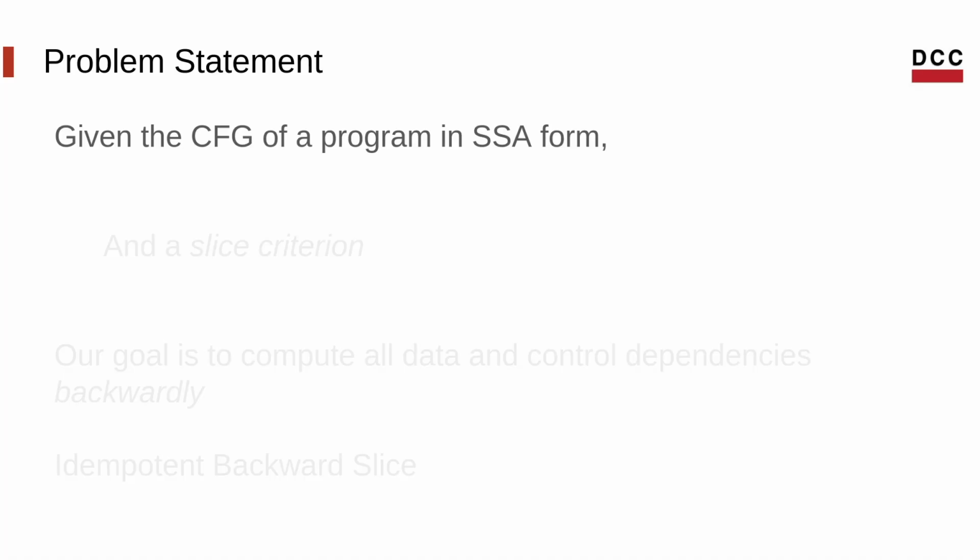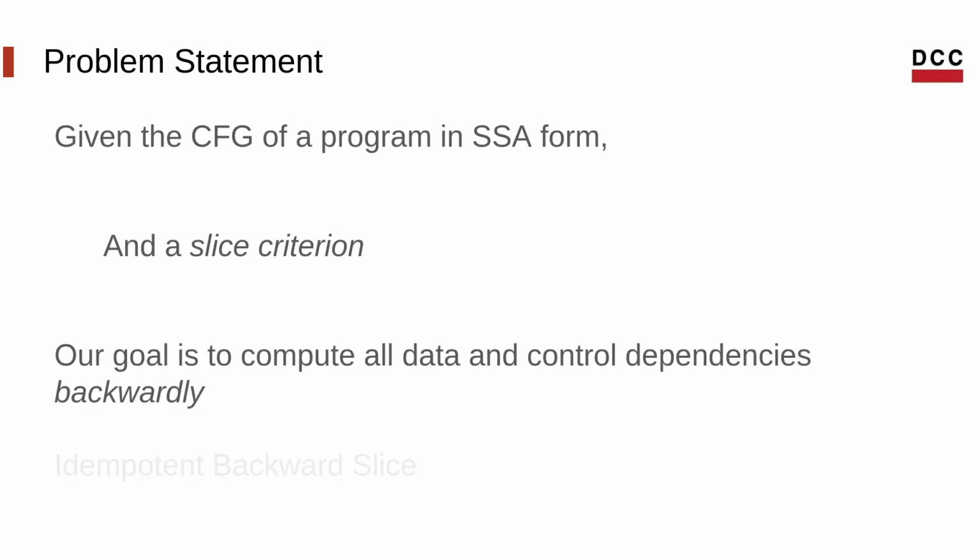Now, let's define our problem. Given a program's control flow graph in static single assignment form, and a slice criterion, our goal is to compute all data and control dependencies backwardly. The result is an idempotent backward slice, an executable program that consistently produces an output for a given input.